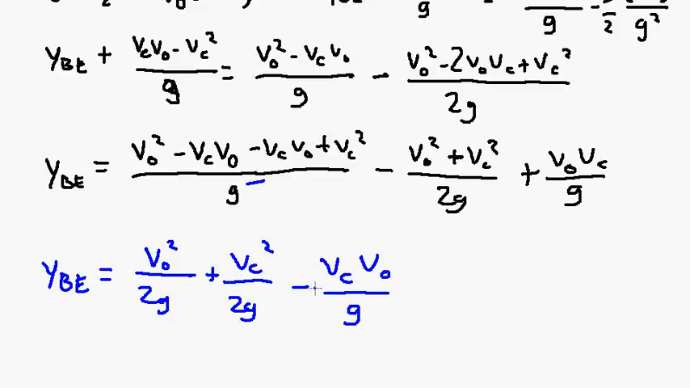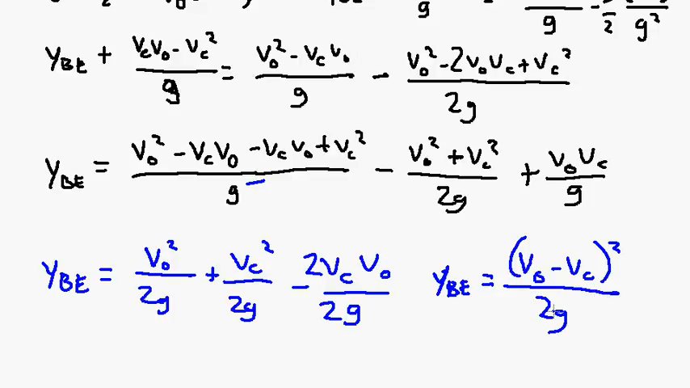And then we can actually multiply this by 2 and 2, and then y for the ball with respect to the elevator is going to turn out to be way neater. So this is actually going to be v_0 squared minus 2 v_c v_0, so (v_0 minus v_c) squared over 2g.